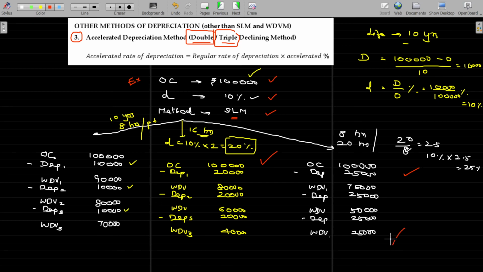So from this, it is very clear. Accelerated is nothing but you are going to use the assets more than the normal usage. In that case, you are going to raise the depreciation proportionately. This will be not only applicable for the SLM, it may be applicable for the WDV method also. Is that clear? Come on, make a note of it.